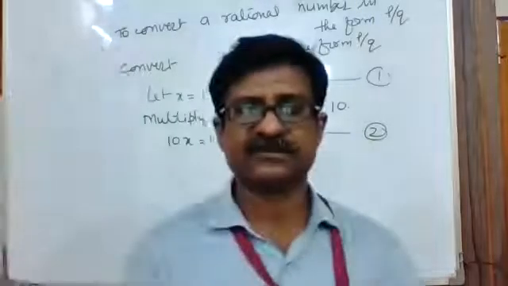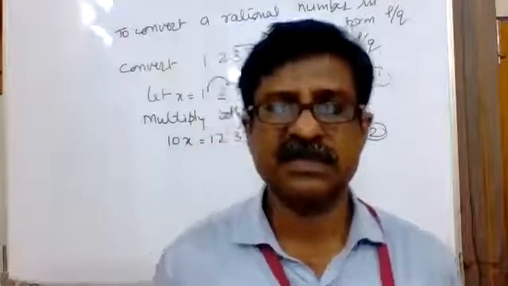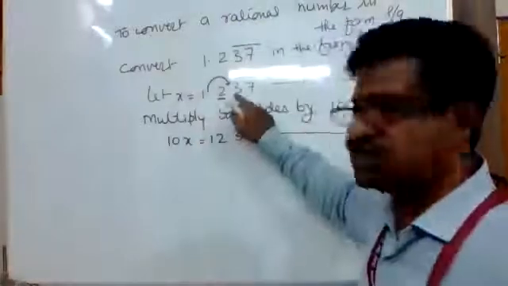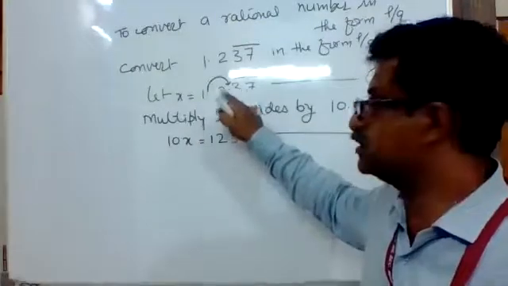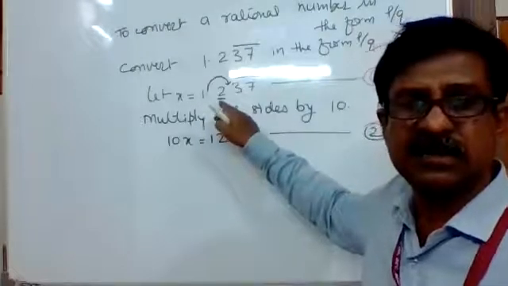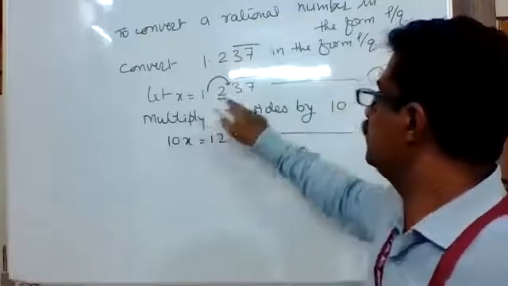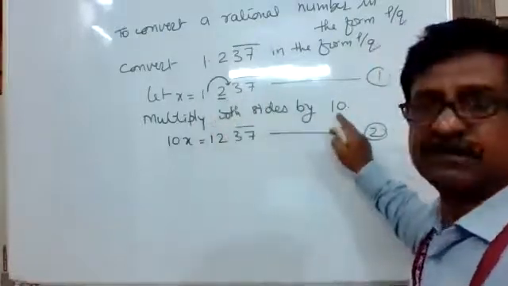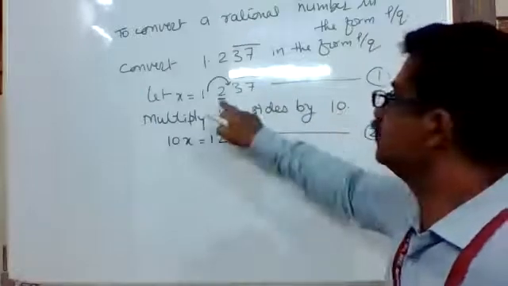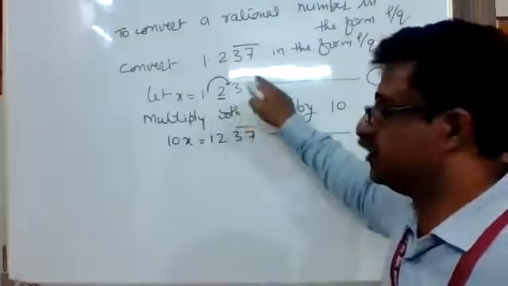Expecting the step is clear. We have copied the question as it is as x. After copying the question as x, we see after the decimal how many digits don't have the bar. If there is only one digit which is not having the bar, then we multiply this by 10. There was only one digit, 2, which was not having the bar. The other digits, 3 and 7, were having the bar.